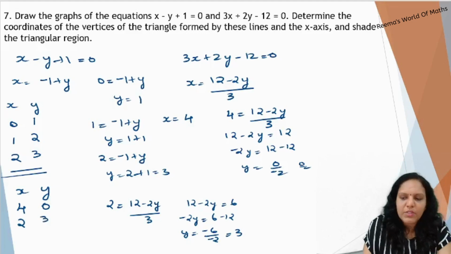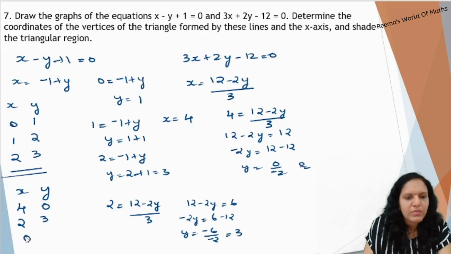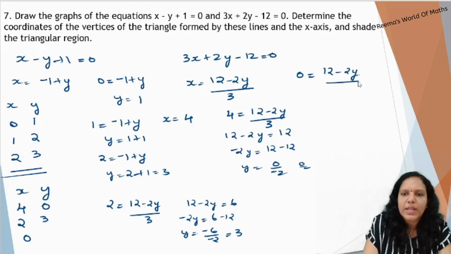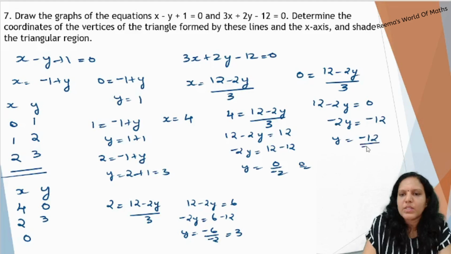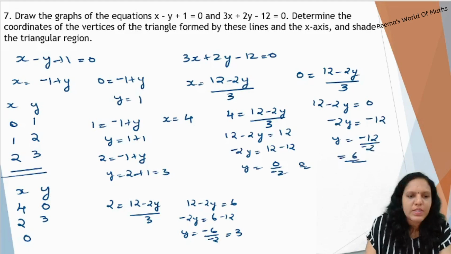Now, let's take the value of x to be 0. So, x is 0, which is 0 equals (12 minus 2y) by 3, which is 12 minus 2y equals 0, minus 2y equals minus 12, y is equal to minus 12 by minus 2, which is 6, y is equal to 6. Now, we have found the coordinates of both the equations.